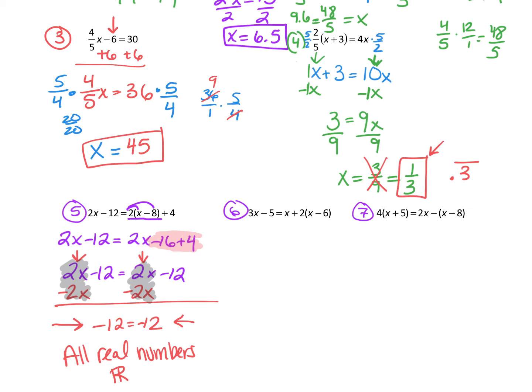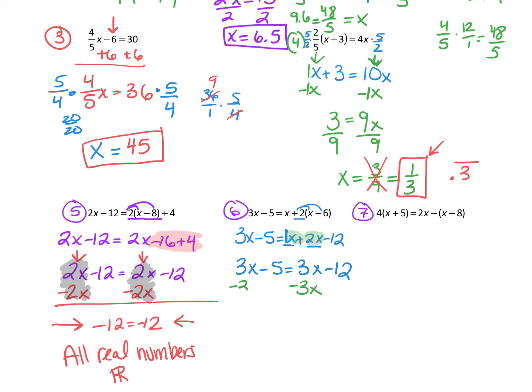If we look at number 6, similar problem. So I'm going to distribute this positive 2 into the parentheses. This time I'm going to combine like terms, but it's going to be combining x plus 2x. So I'm going to have 3x minus 5 equals, remember this is like a 1x, so 1x plus 2x is 3x minus 12. Now again, we're looking like we're going to be in a similar situation as last time.